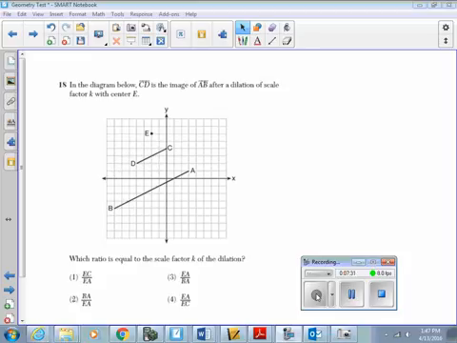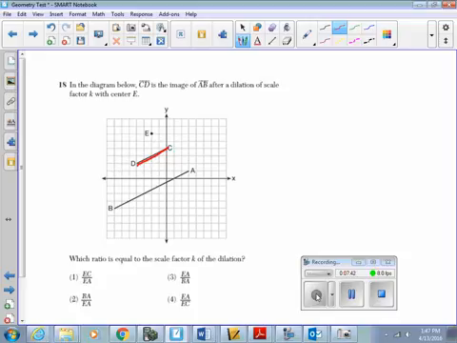Okay, looking at question number 18, it says in the diagram below, segment CD is the image of AB after a dilation of scale factor K. They don't tell you the scale factor. And then with center E. So what we do know is this is the image. And this is the pre-image.